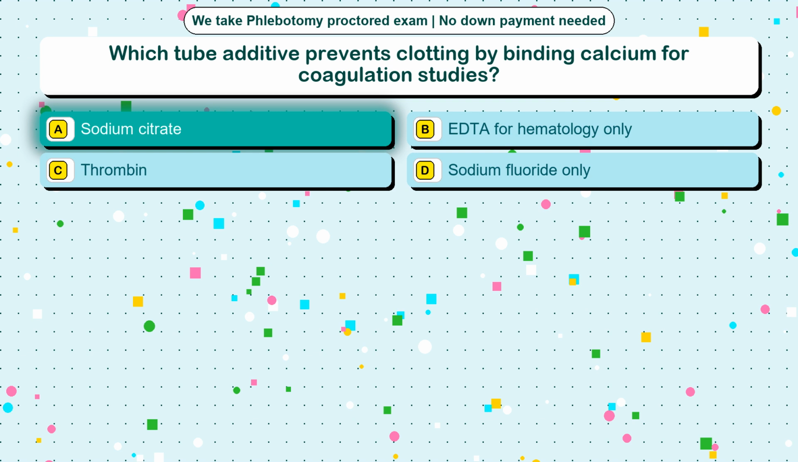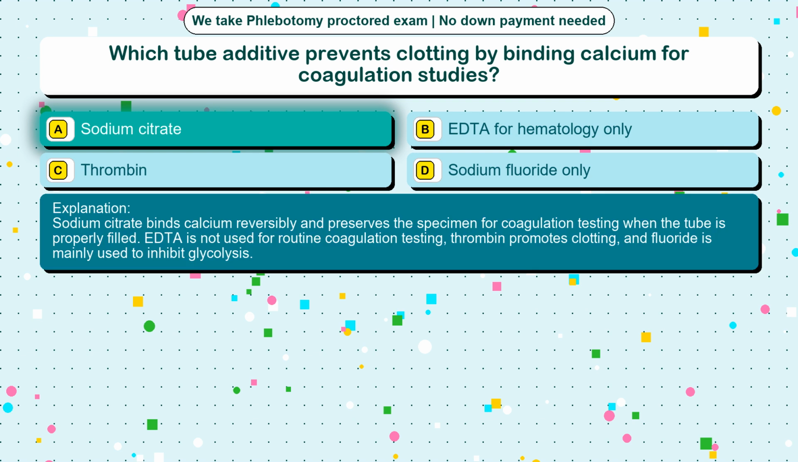Sodium citrate. Sodium citrate binds calcium reversibly and preserves the specimen for coagulation testing when the tube is properly filled. EDTA is not used for routine coagulation testing. Thrombin promotes clotting, and fluoride is mainly used to inhibit glycolysis.